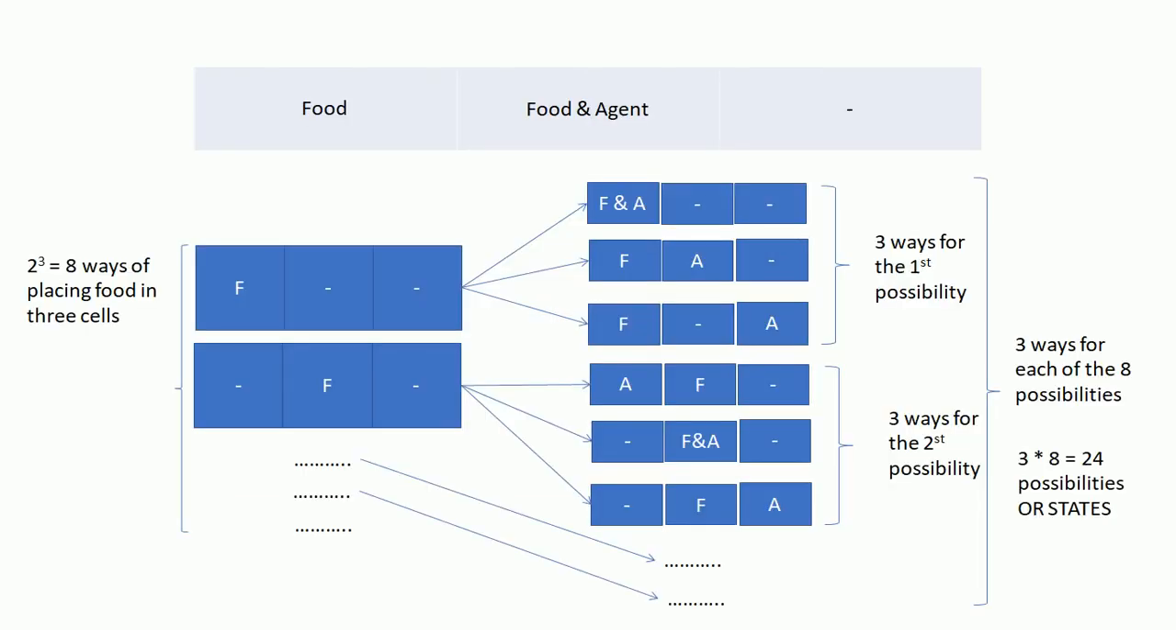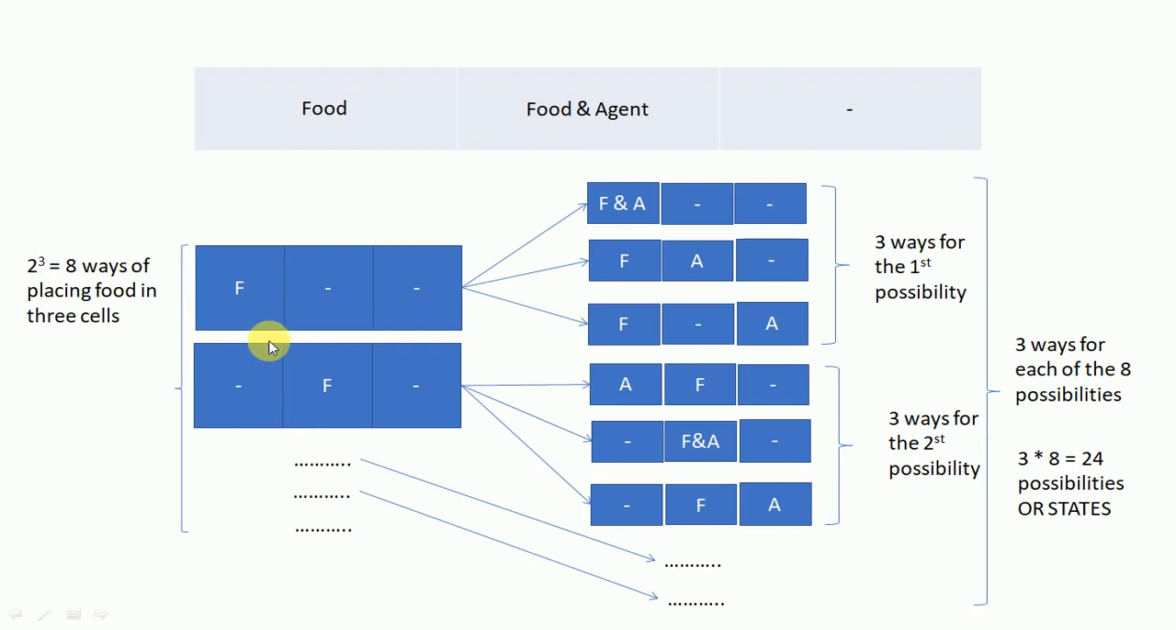So let us simplify this problem first in order to understand the scale of this problem. Let us assume that we have got 3 cells only in this problem. What are the number of ways in which we can have food in these 3 cells? The food can be present in the first cell only, in the second cell only, in the third cell only, or in the first 2 cells only. So we have around 2 to the power 3, that is 8 ways of placing food in these 3 cells.